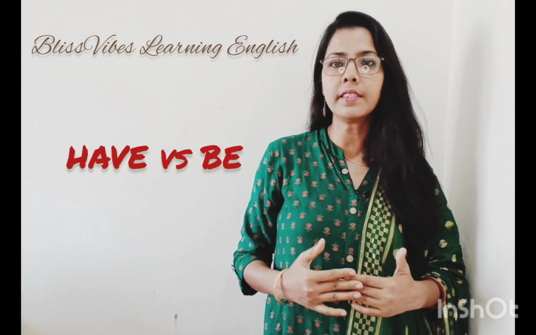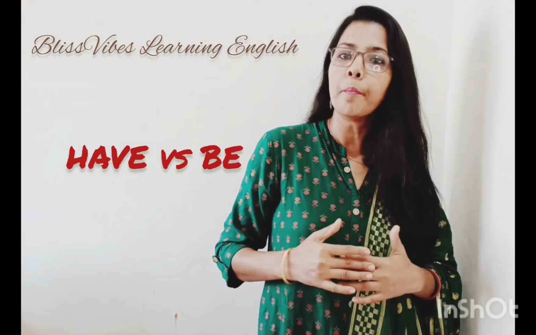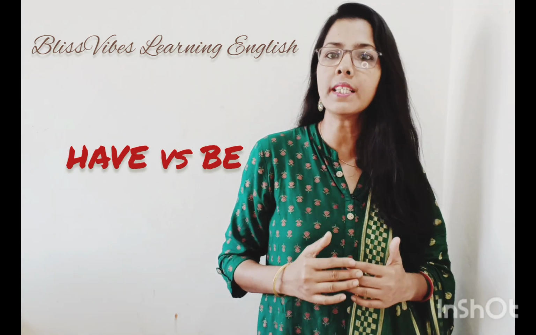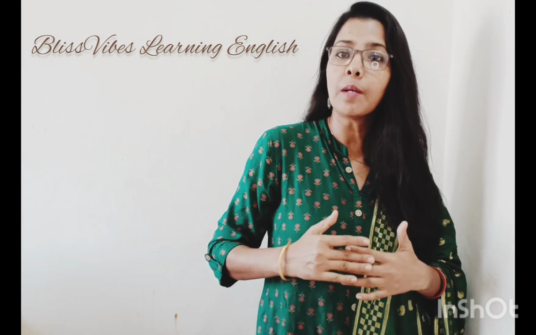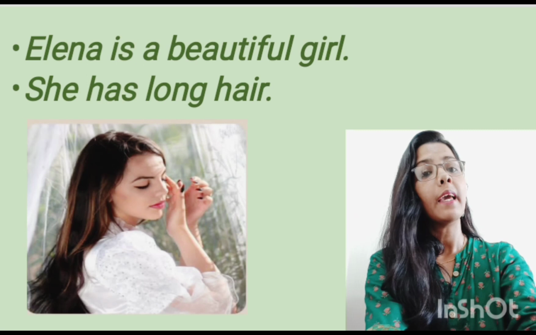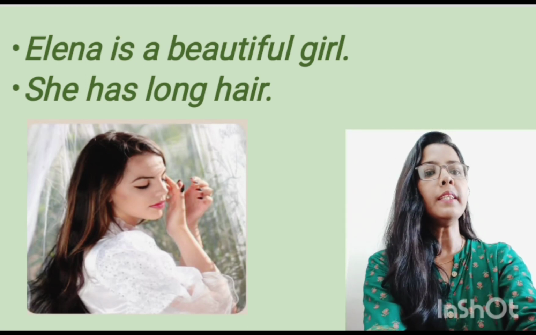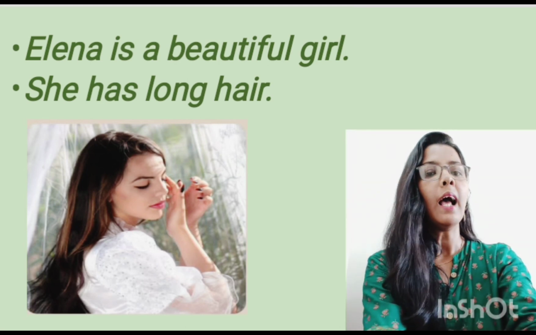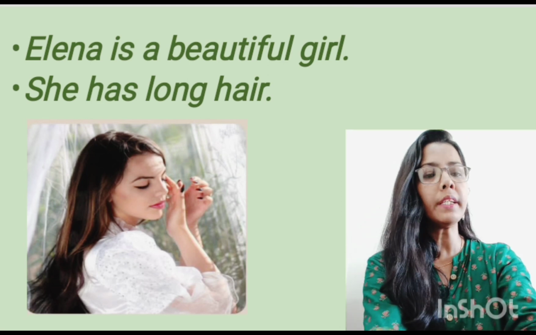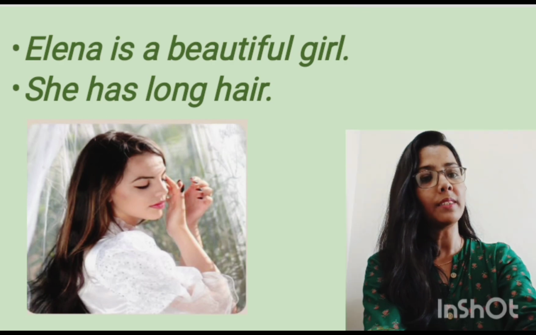Let's focus our concentration first on the common mistake of using be verb and have verb. Be as a main verb is used to say something about a person or thing, and have as a main verb indicates the meaning of possession, someone's belongings. Elena is a beautiful girl. She has long hair. In these sentences, we use be verb to say something about Elena, and we use have verb to indicate her possession, that is long hair, her belongings.